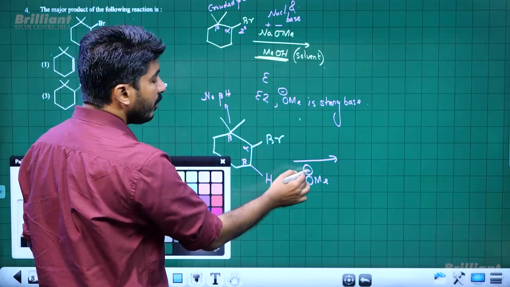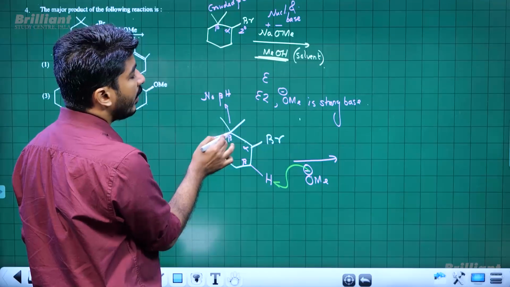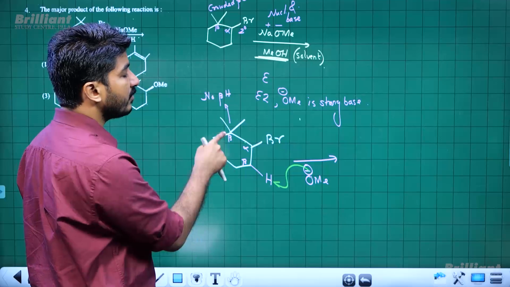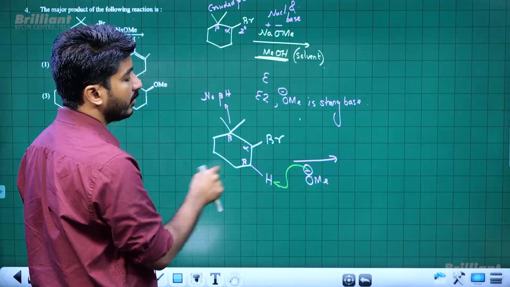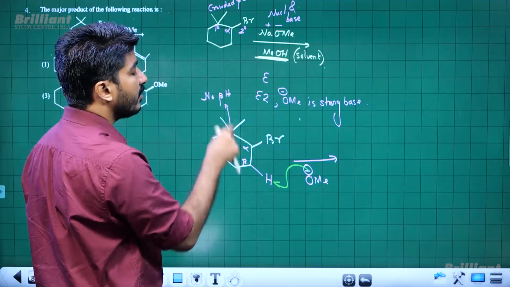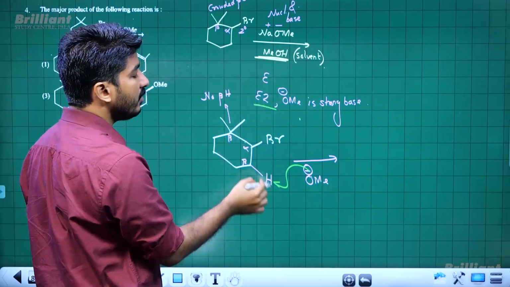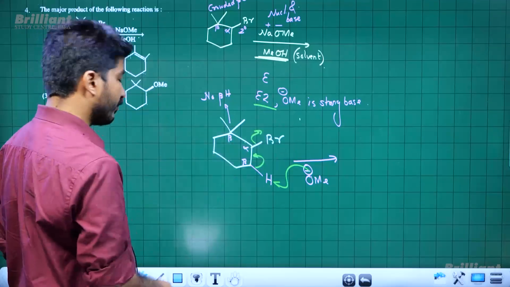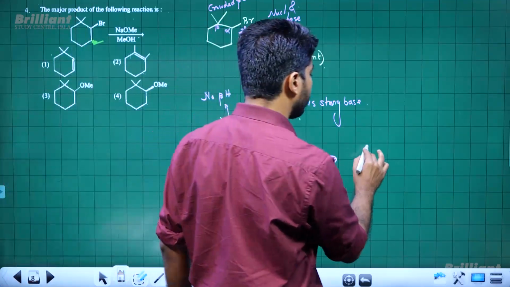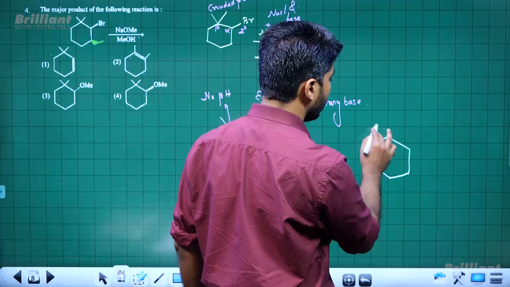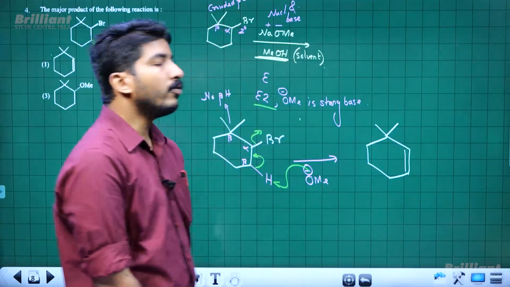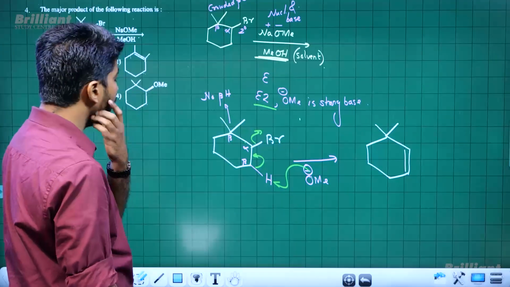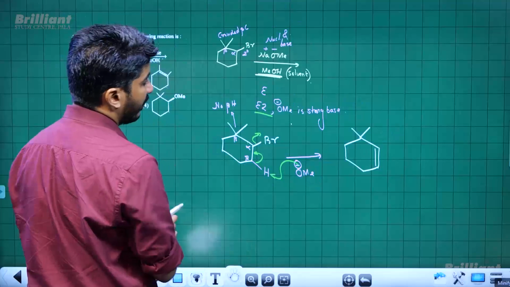So OMe can take a hydrogen from this side because no hydrogen is present on that side. If there was one hydrogen, then that would be taken in preference and an alkene would be formed there. But here no hydrogen on that side, and it has to occur by E2 reaction, therefore H is taken from this side and such an alkene is formed. No rearrangement in these E2 reactions of haloalkanes. That is the final product.